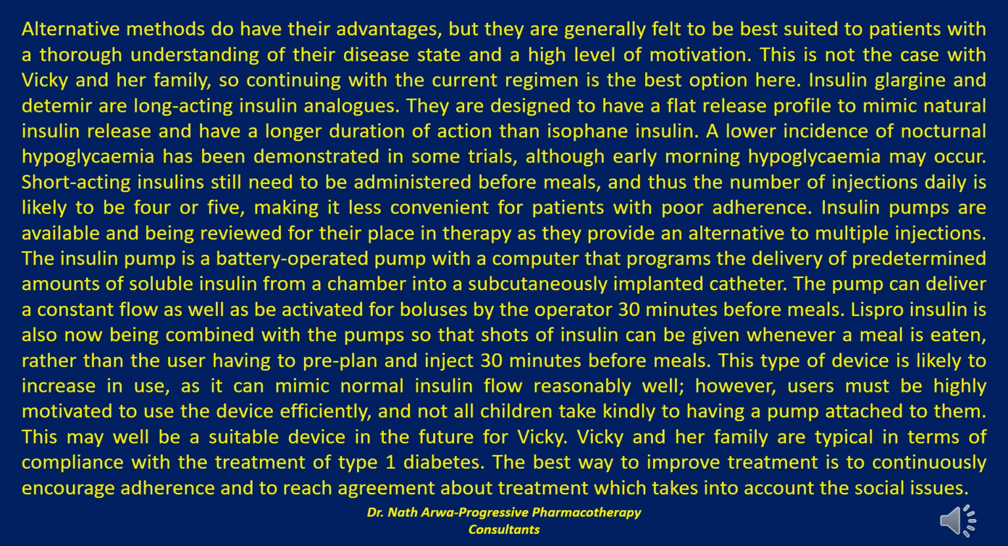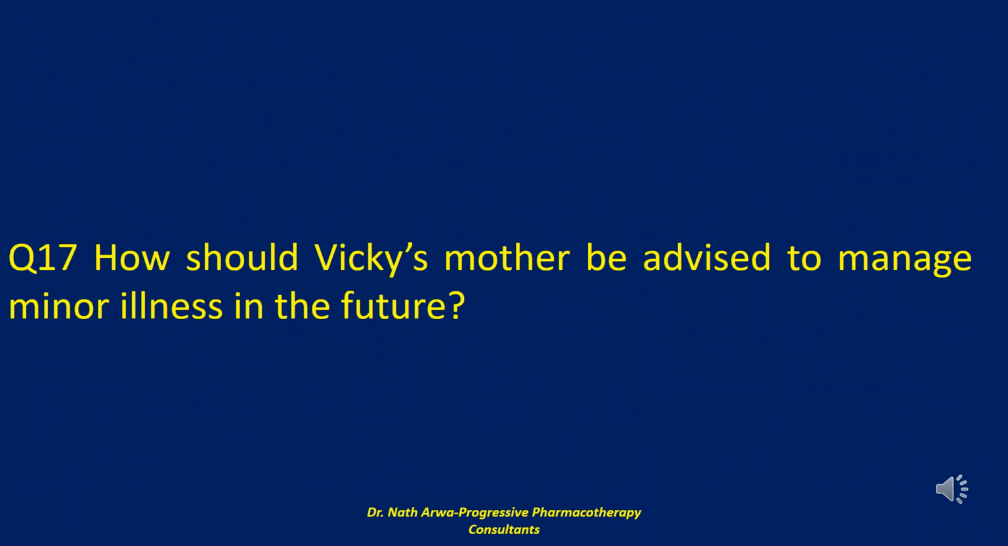Vicky and her family are typical in terms of compliance with the treatment of type 1 diabetes mellitus. The best way to improve treatment is to continuously encourage adherence and to reach agreement about treatment which takes into account the social issues. Question 17 reads, how should Vicky's mother be advised to manage minor illness in the future?